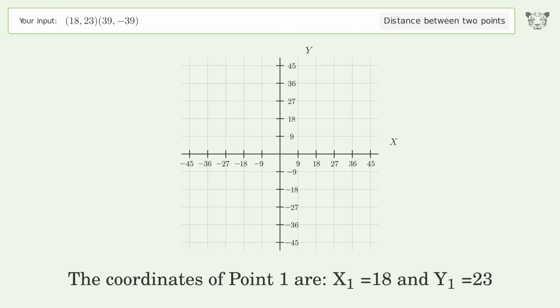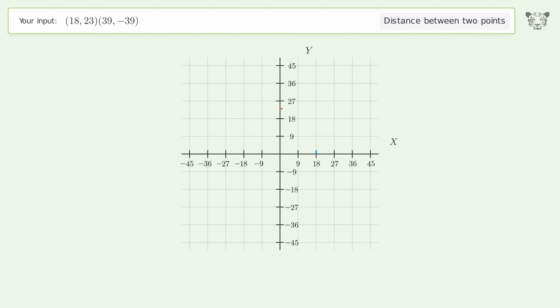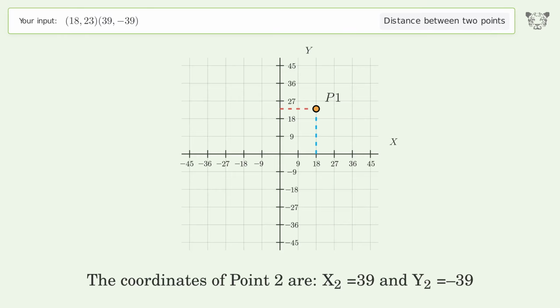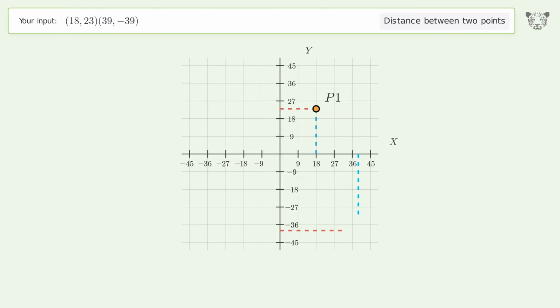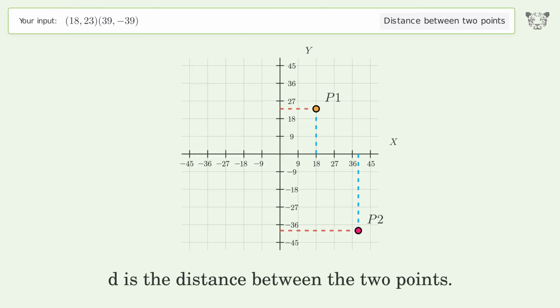The coordinates of point 1 are x1 equals 18 and y1 equals 23. The coordinates of point 2 are x2 equals 39 and y2 equals negative 39. D is the distance between the 2 points.